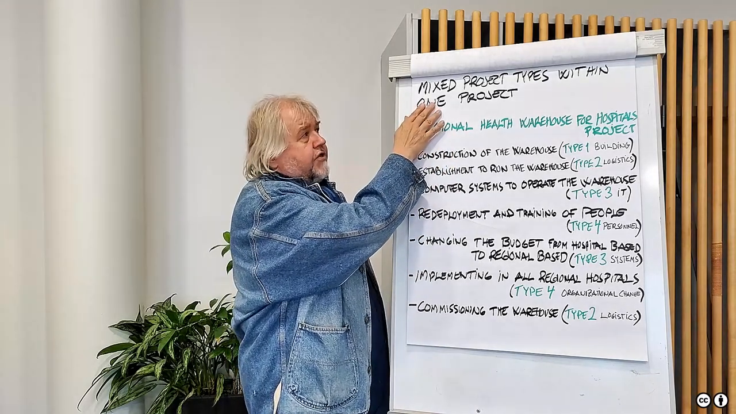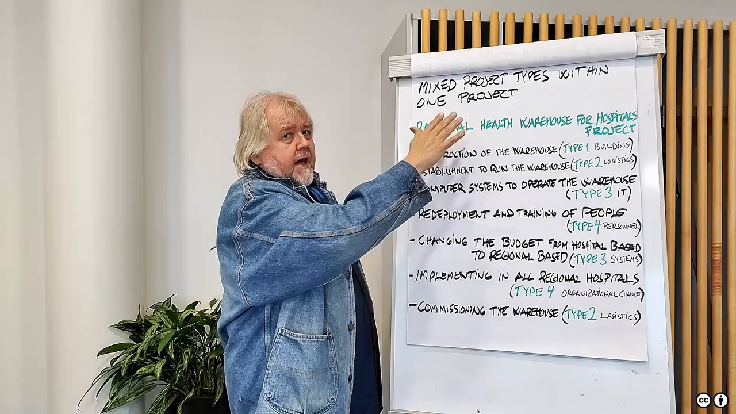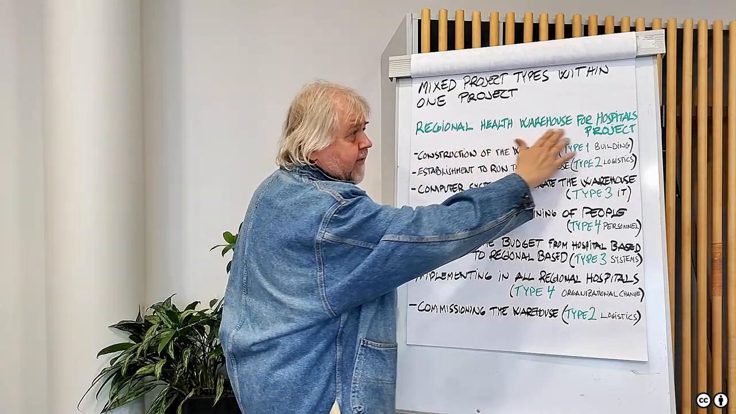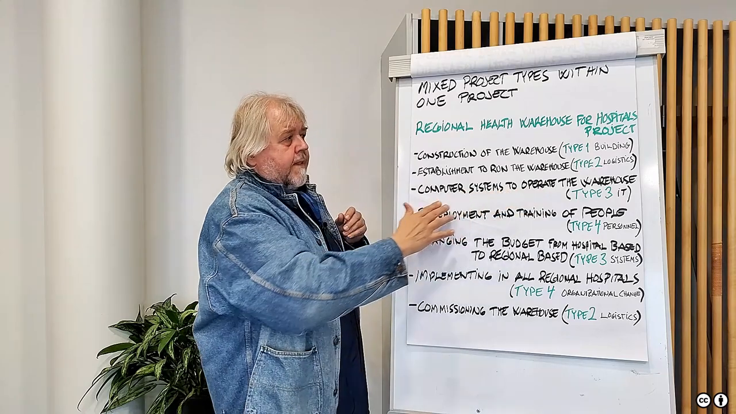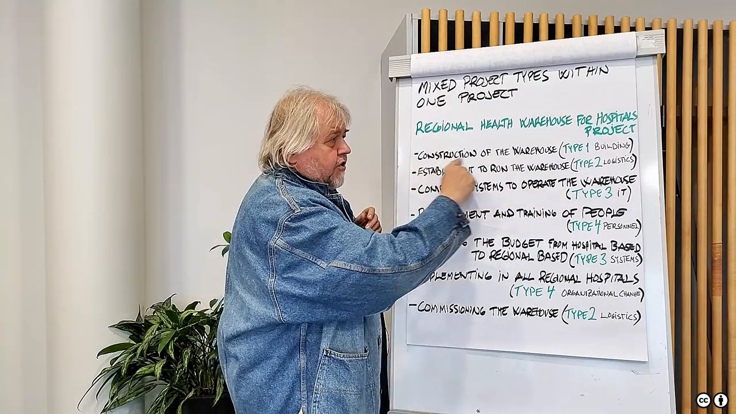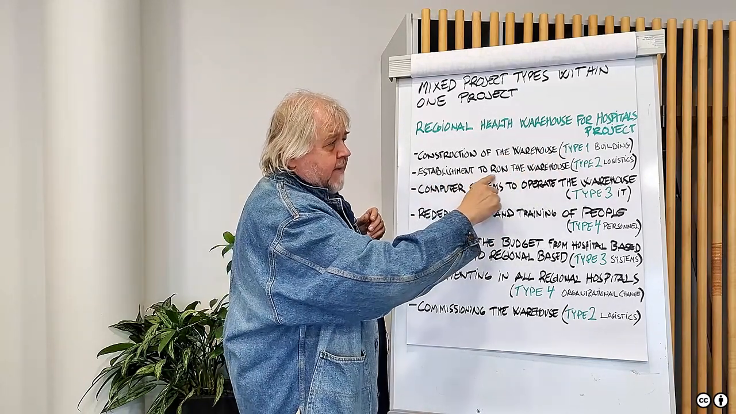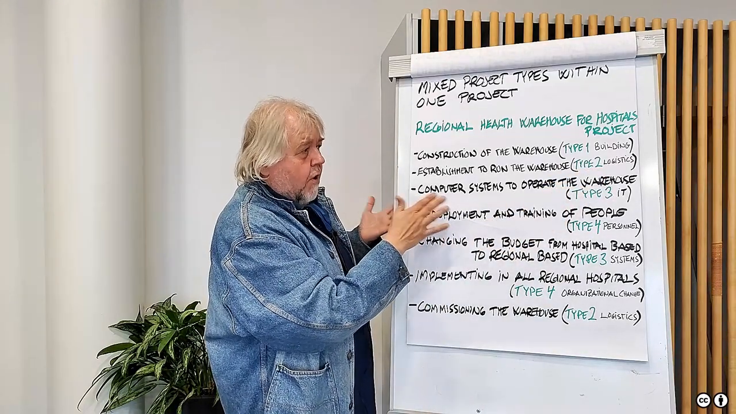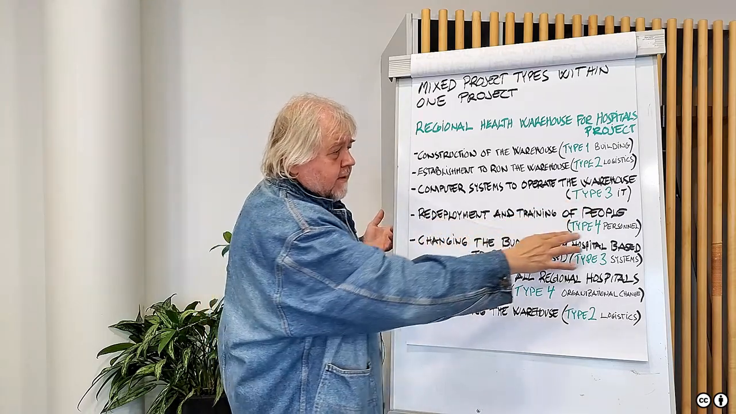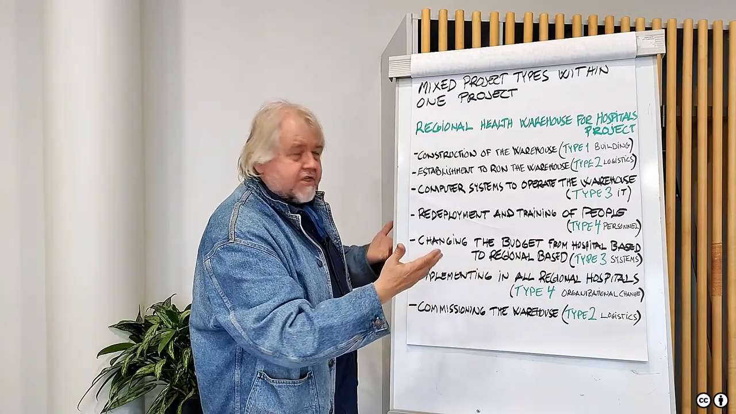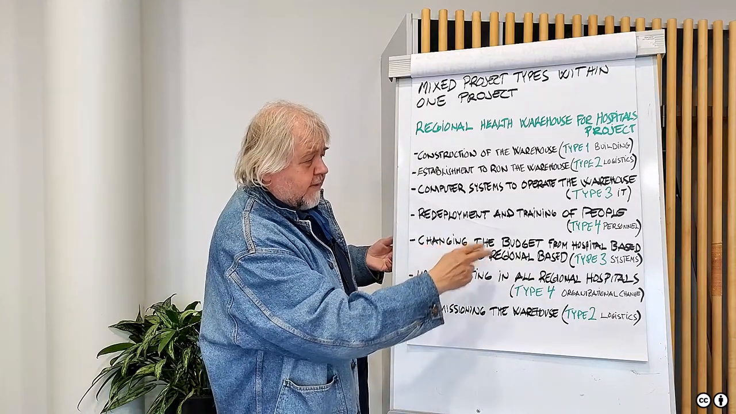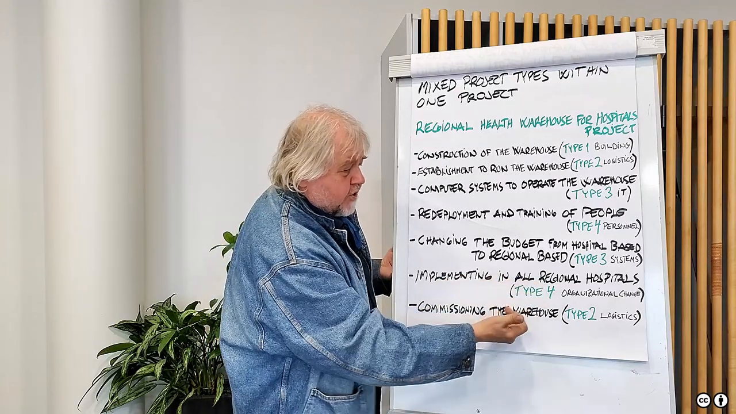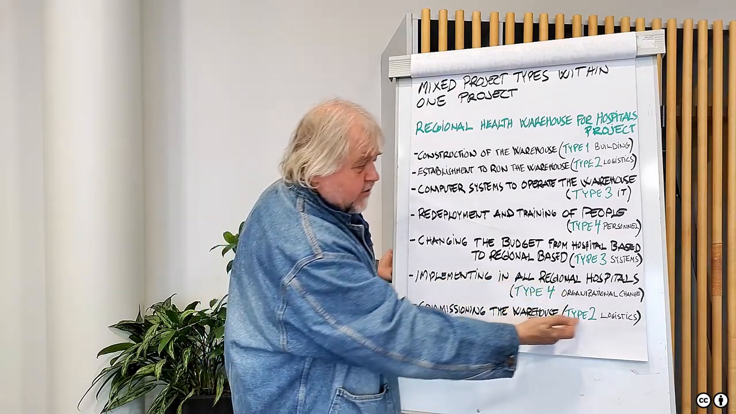In any or every project, we have different project types and different management methods that we must use. For example, if we think about the regional health warehouse for hospitals, there is the construction of the warehouse, which is type one, establishment to run the warehouse, which is type two, logistics, computer systems to operate the warehouse, type three, redeployment, type four, personnel or organizational change, changing the budget from hospital-based to regional-based, type three systems, implementing in all regional hospitals, type four, organizational change, commissioning the warehouse, type two, logistics.